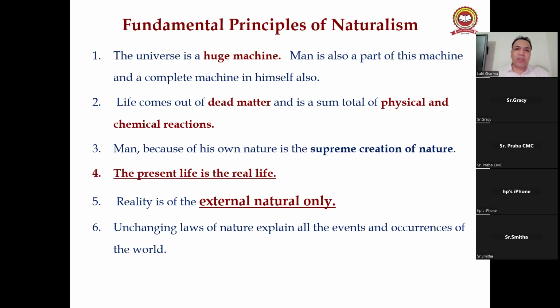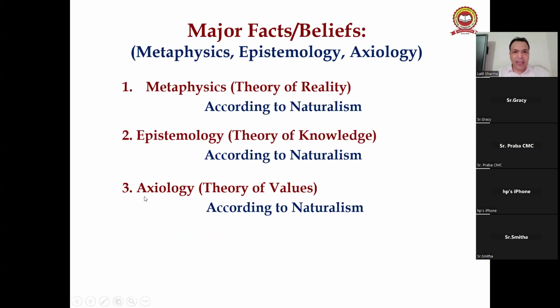According to naturalism, the universe is a huge machine. Man is a part of the machine and a complete machine in himself also. Number two, life comes from dead matter. They believe in matter, and life is a sum total of physical and chemical reactions. Number three, man, because of his own nature, is the supreme creation of nature. The present life is the real life. Reality is of the external nature only. Unchanging laws of nature explain all events and occurrences of the world. So they believe in nature, in ponds, rivers, this material. They believe in matter.